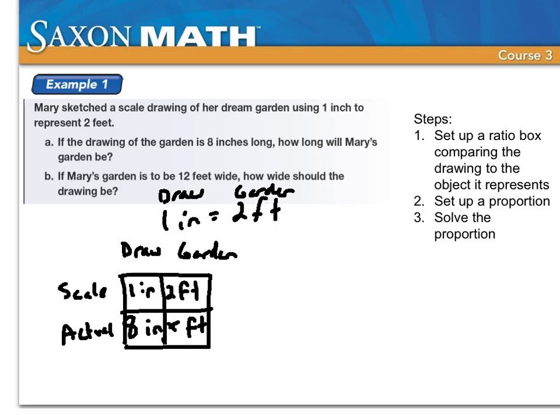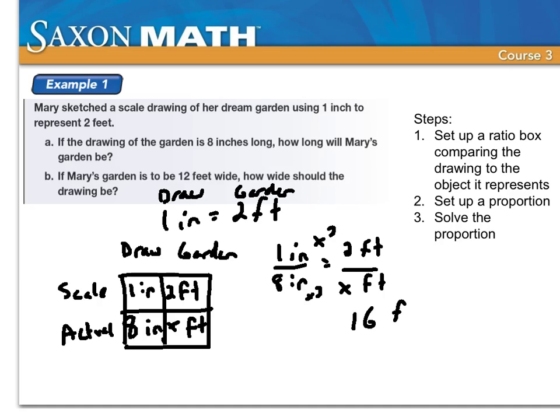So we're going to set up a proportion to solve this. We're going to put 1 inch over 8 inches equals 2 feet over how many feet? We could use cross products and solve this, but this one's easy enough. We can tell that we're going to take 1 times 2 to get 2, so we're going to make 8 times 2. It's going to give us 16 feet long. So the garden is 16 feet long.